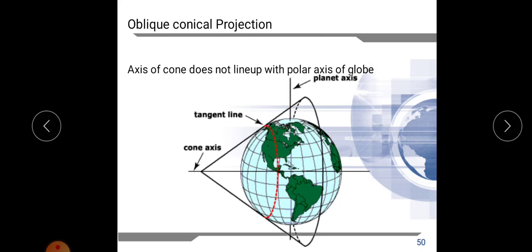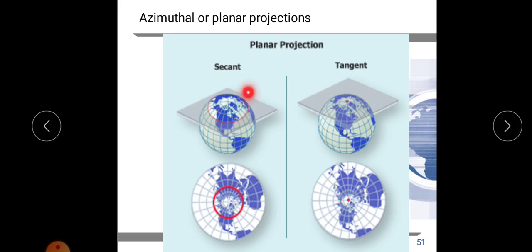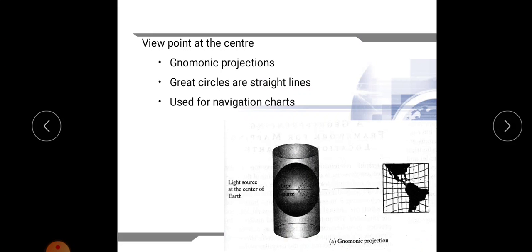Okay. Then oblique conical projection means the axis of the cone does not line up with the polar axis. It does not line up with the polar axis. These are azimuthal planar projections. Secant means it is not touching the polar region, and in tangent it is touching the polar region.